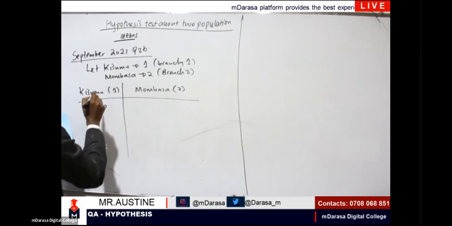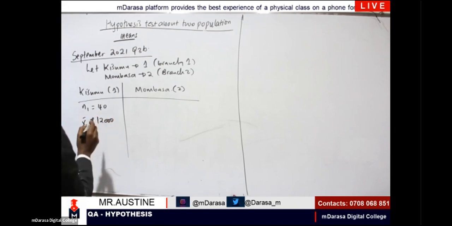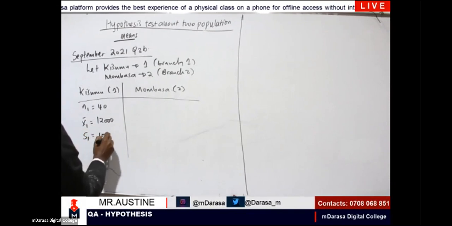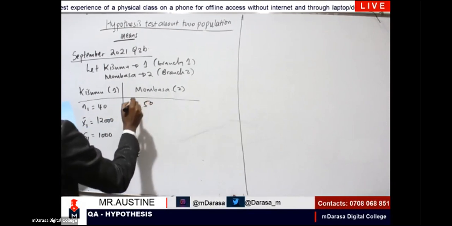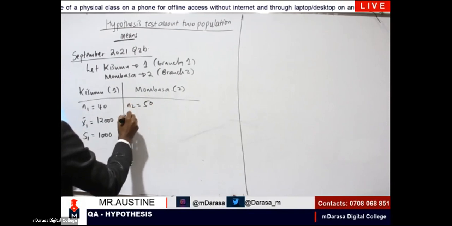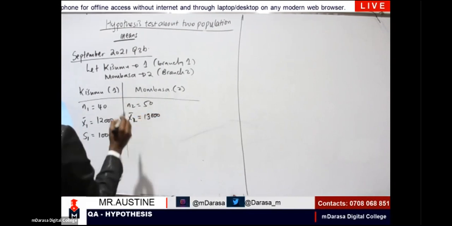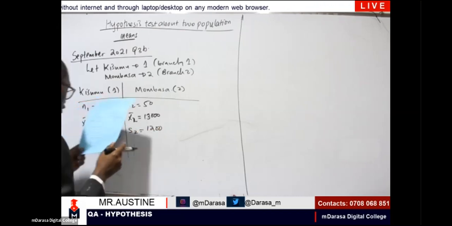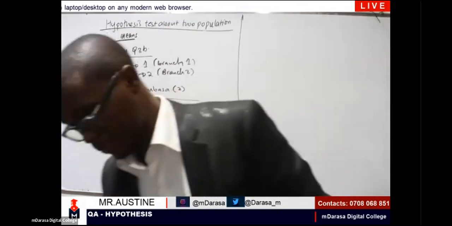So n1 is 40, and their mean wage is 12,000, with a standard deviation of 1,000. A sample of 50 employees was taken from Mombasa. Mean wage is 13,000. Sample standard deviation is 1,200. Advise the management of MMS whether there's a significant difference between the wages paid in Mombasa and Kisumu.